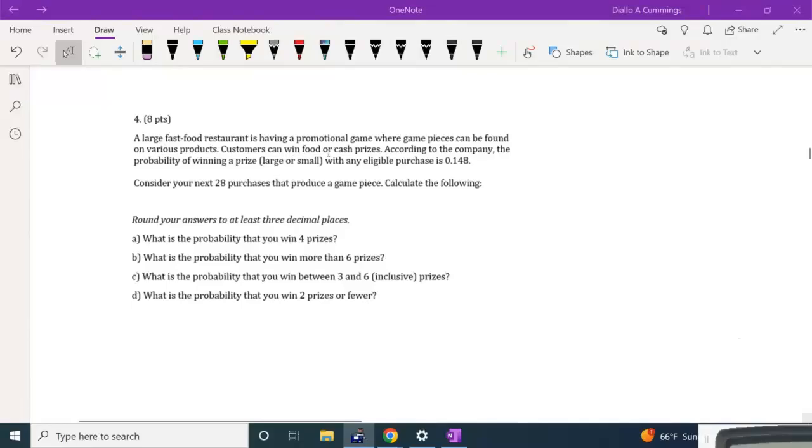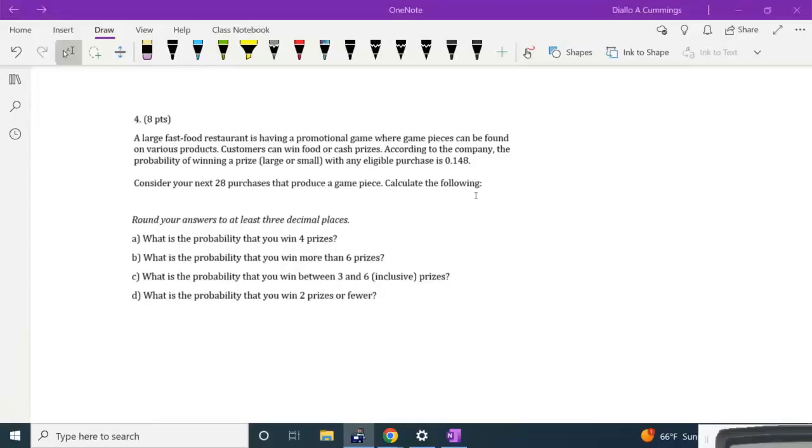It says customers can win food or cash prizes. According to the company, the probability of winning a prize, whether large or small, is 0.148. Consider your next 28 purchases that produce a game piece. Calculate the following probability.